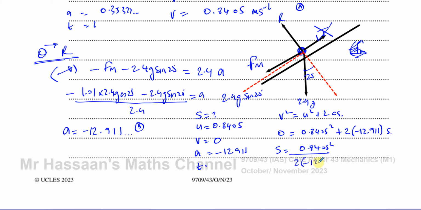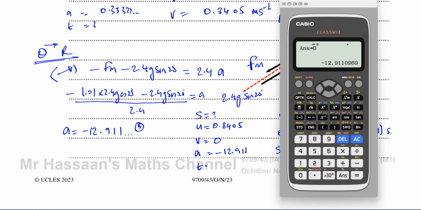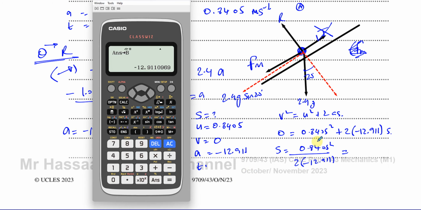So we're going to take the answer for A squared over 2 times the answer for B, and that will give us our value. Hold on, sorry, this is plus. What am I doing? That's positive. So I'll put a minus in front of that.